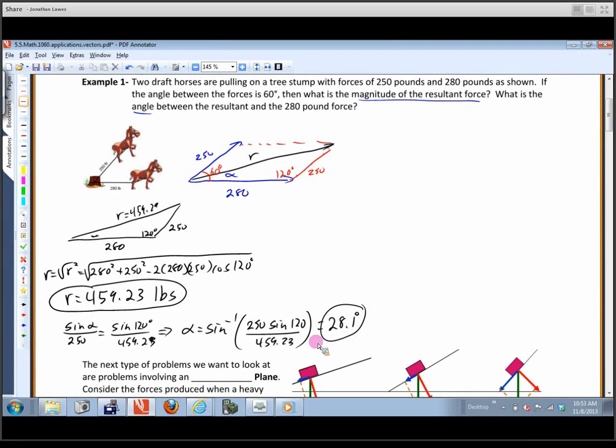Now, this should make a little bit of sense, because if this horse is pulling harder, this resultant is going to come more in line with it right there.